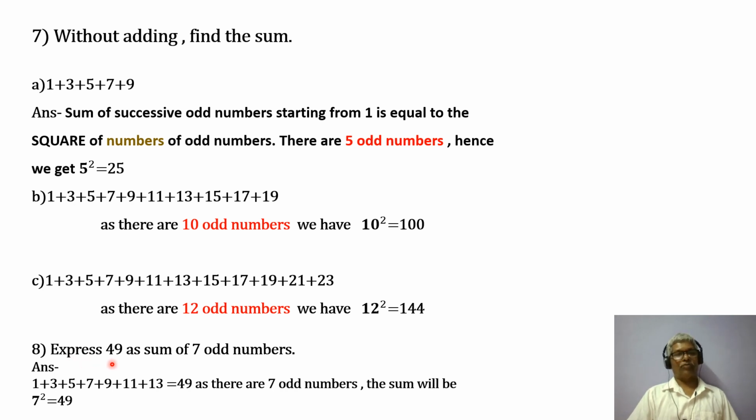problem. Express 49 as a sum of 7 odd numbers. Got it? 49 as a sum of 7 odd numbers. Okay. So 1 plus 3 plus 5 plus 7 plus 9 plus 11 plus 13 is 49. As there are 7 odd numbers, the sum will be 7 square equal to 49. See, this property is the same thing but given in a different manner. Okay, so this is a very important property of the square number. Okay, so we move ahead.